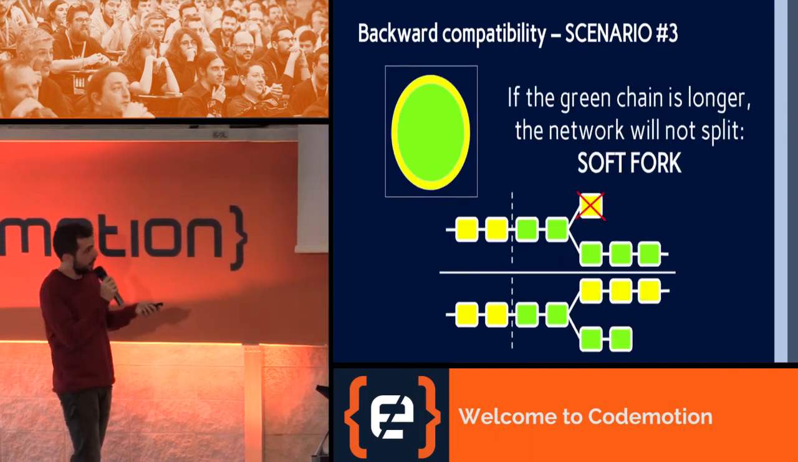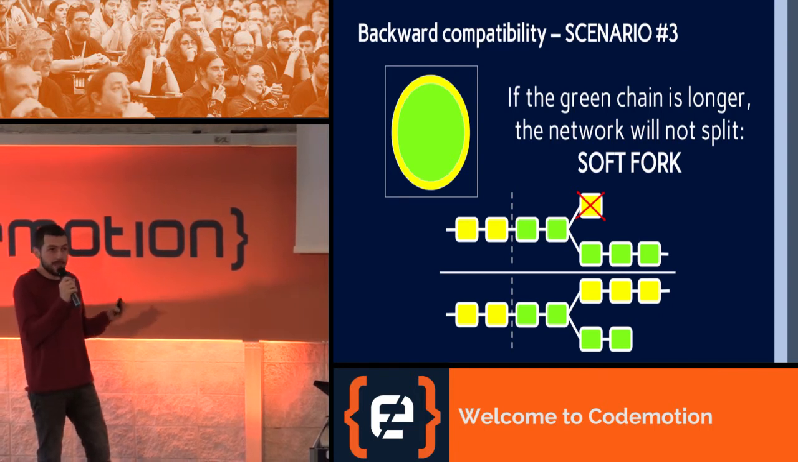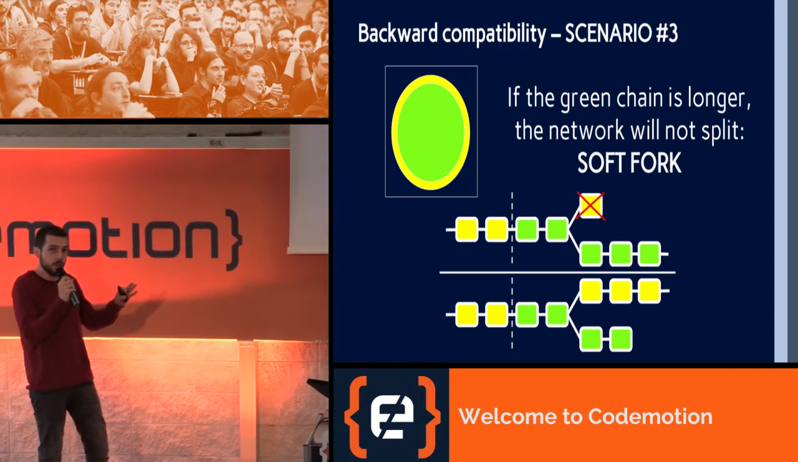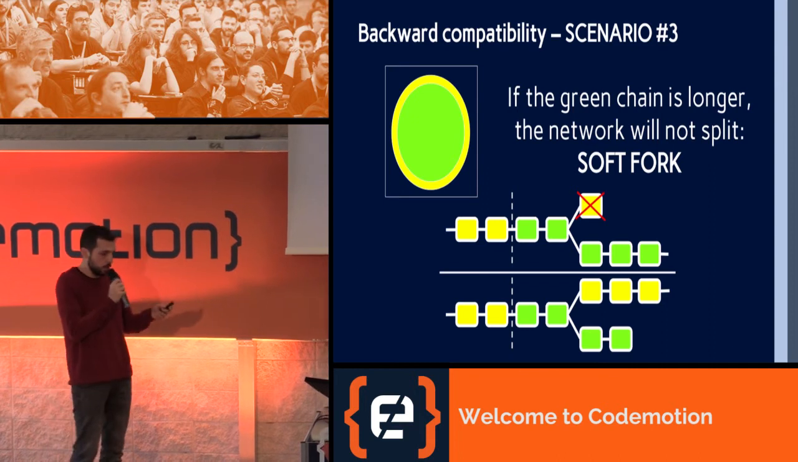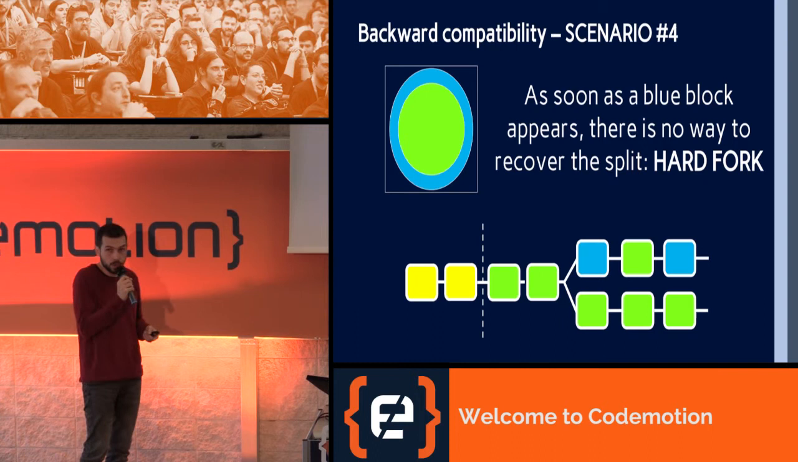So in the first case, we had a situation where at some point we could converge as soon as the majority of nodes adopted the new rules, while in this case, as long as there is even one node that's not following the new rules, the chain is going to be split.